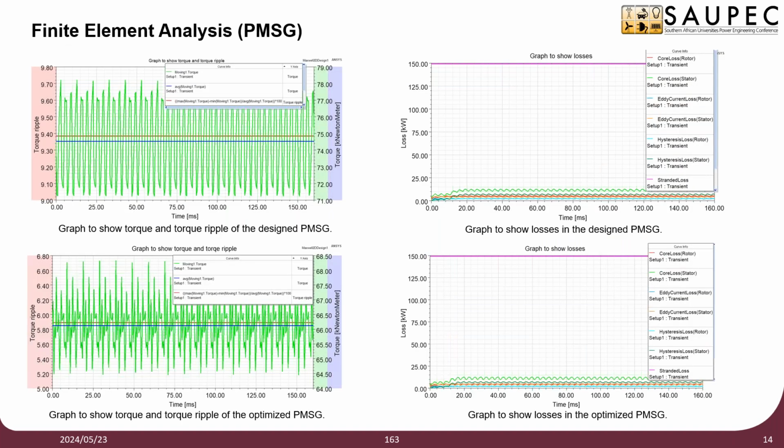The results were recorded from the designed and optimized models. The graphs on the left show the torque, average torque, and torque ripple, where we can see the torque ripple is low in the optimized model as well, which is also the bottom left graph. The graphs on the right show the rotor core loss, stator core loss, rotor eddy current loss, stator eddy current loss, rotor hysteresis loss, stator hysteresis loss, and stranded loss of the designed PMSG model.